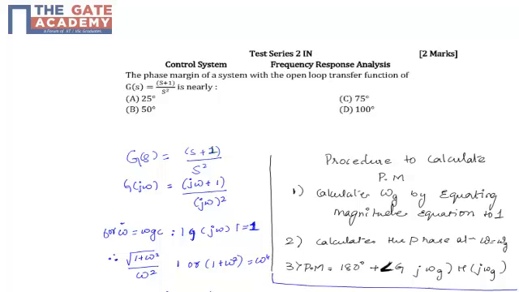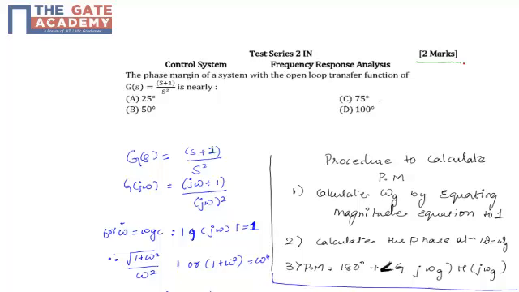Hello, the given question is from test series 2 and this is a control system question. The chapter is frequency response analysis and this is a 2 marks question. Here they have given the phase margin of a system with an open loop transfer function G(s) = (s+1)/s², which is nearly equal to: A) 25 degrees, B) 50 degrees, C) 75 degrees, D) 100 degrees.